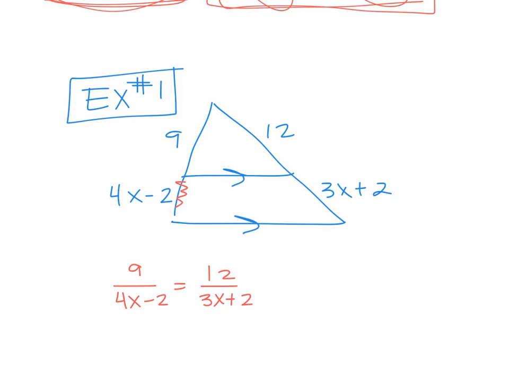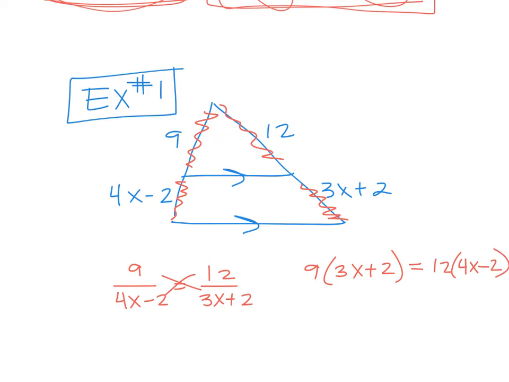So if I'm going to start at the bottom and move to the top, then I need to start at the bottom and move to the top on the next one. If you're going to start at the top and move to the bottom, then start at the top and move to the bottom again, okay? So it's not wrong to flip this whole thing over. That's properties of proportions. All right, so we cross multiply that. 9 times 3x plus 2 equals 12 times 4x minus 2, and now it's just algebra.